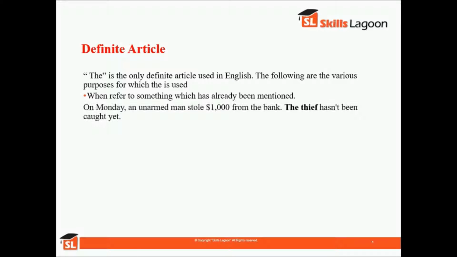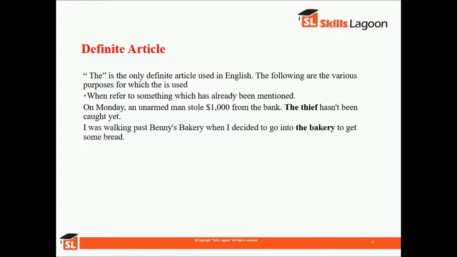For example, on Monday, an unarmed man stole $1,000 from the bank. The thief hasn't been caught yet. As I have already used unarmed man, so the second time for the thief, because thief is referring to unarmed man, I have used the. Second is, I was walking past Benny's bakery when I decided to go into the bakery to get some bread.